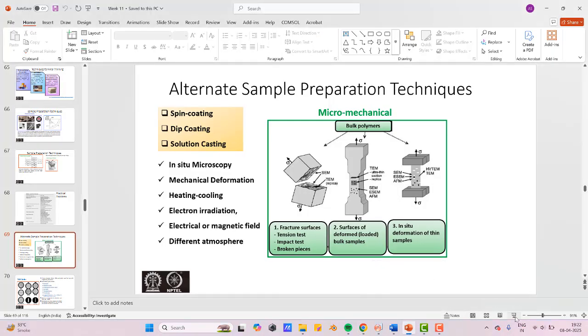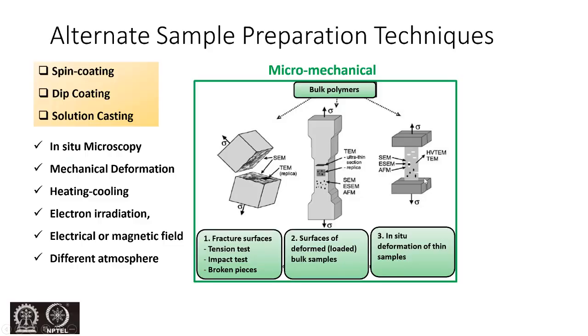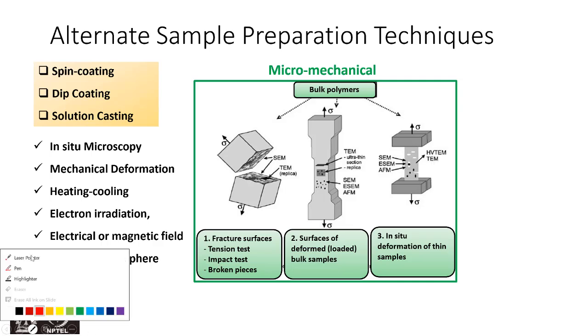Then we can also do the in situ deformation of very thin samples. So we can put the sample in SEM and then apply a very small load and observe the changes in SEM. Or again we can cut the sample from here and then see the SEM or TEM microscopy.